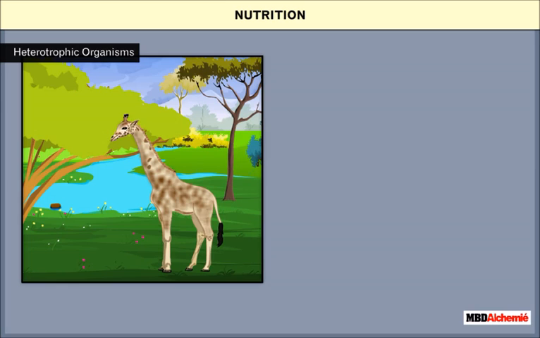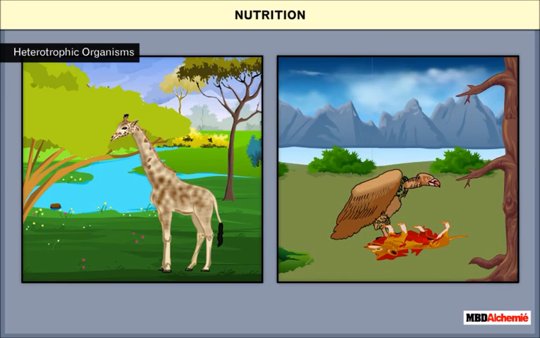Nutrition in animals is mostly heterotrophic. They depend on plants and other animals for their food. Some animals feed on both plants and animals.